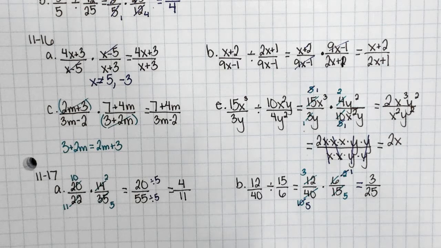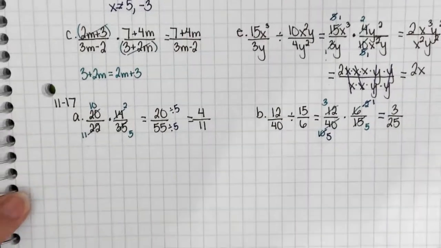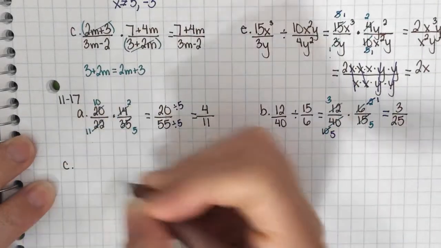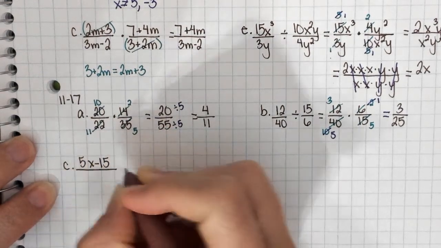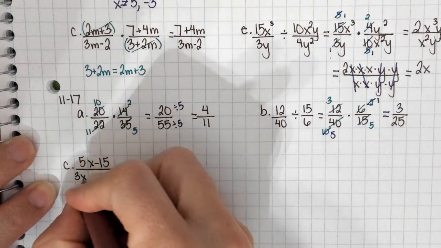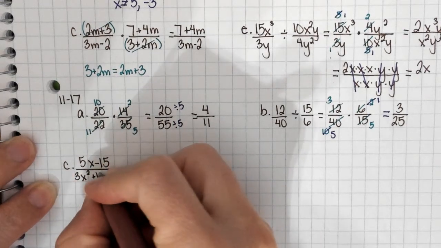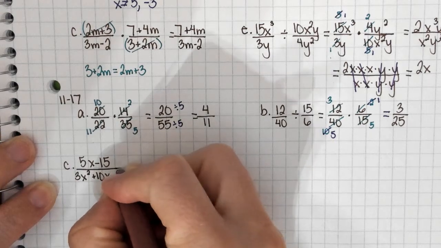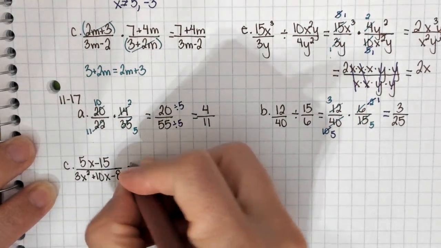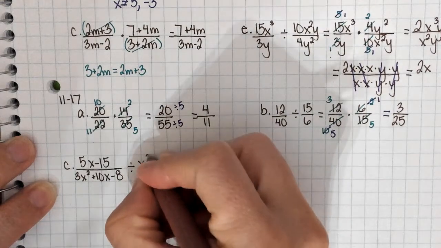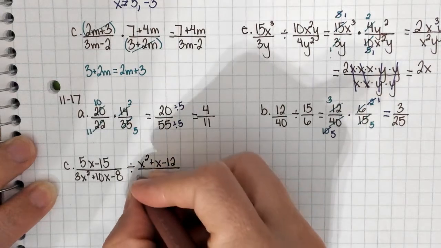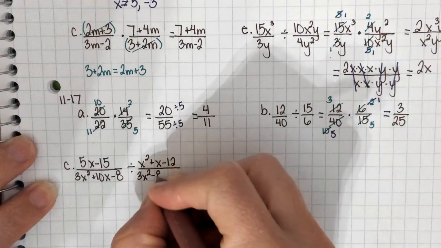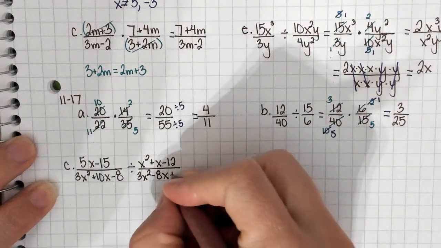And then part C, this is where it starts getting trickier and you have to do your factoring. So you have 5x minus 15 divided by 3x squared plus 10x minus 8, that fraction, divided by x squared plus x minus 12 over 3x squared minus 8x plus 4.